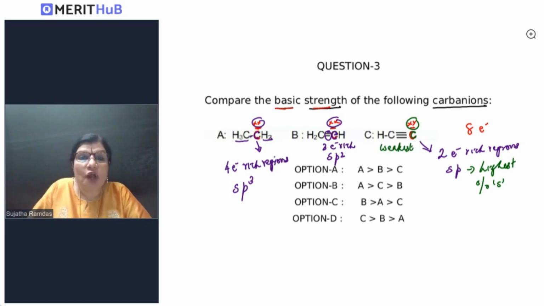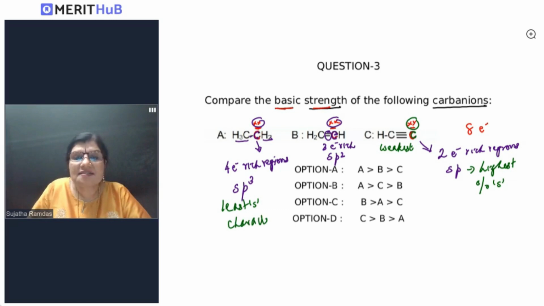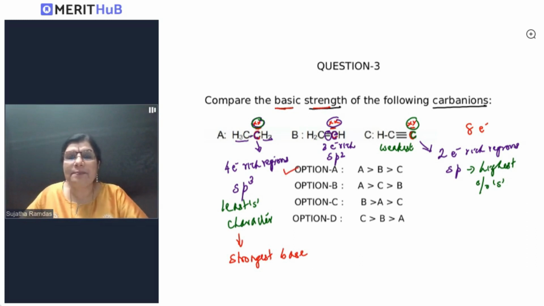Okay, now this has got the least s character. Least s character implies that this pair of electrons is not strongly held by this carbon atom and therefore is readily available to accept a proton, making the first carbanion A the strongest base. So here we have the option A greater than B greater than C. I hope the discussion is clear to you.